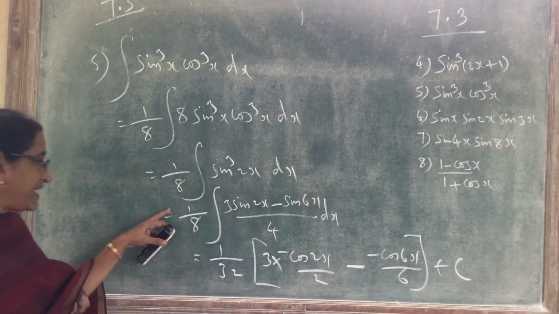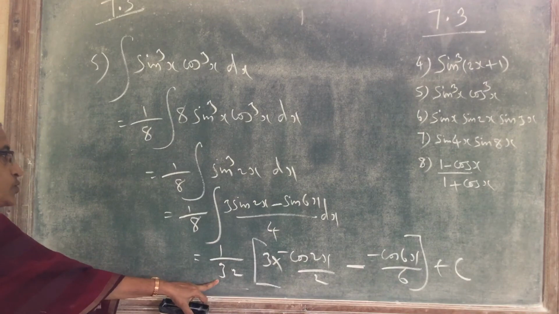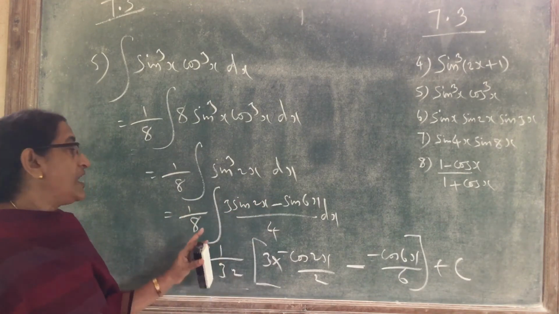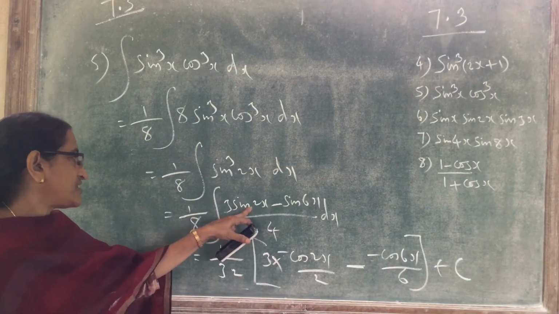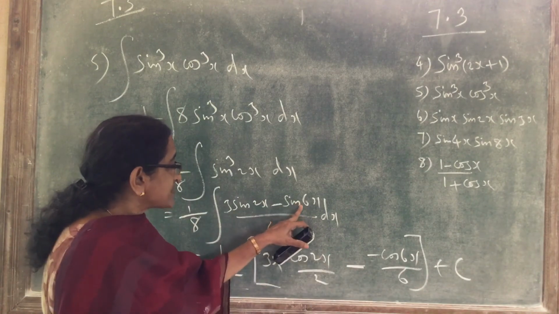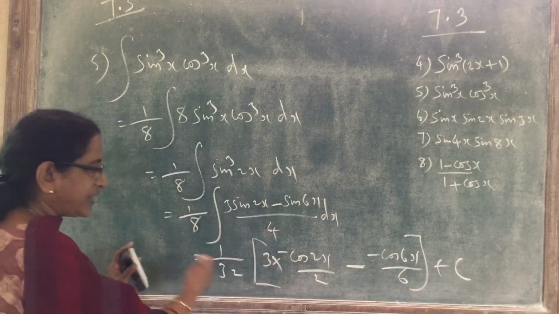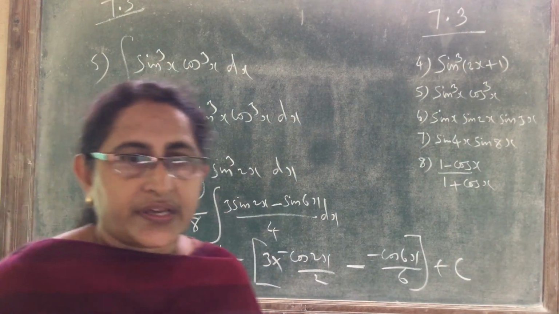See here, 1 by 4 we have taken outside, so 1 by 32. Now we only have to integrate 3 sin 2x minus sin 6x. The integral of 3 sin 2x is 3 into minus cos 2x by 2. Then minus the integral of sin 6x, that is minus cos 6x by 6, plus c. Now you only have to open the bracket and write the answer.